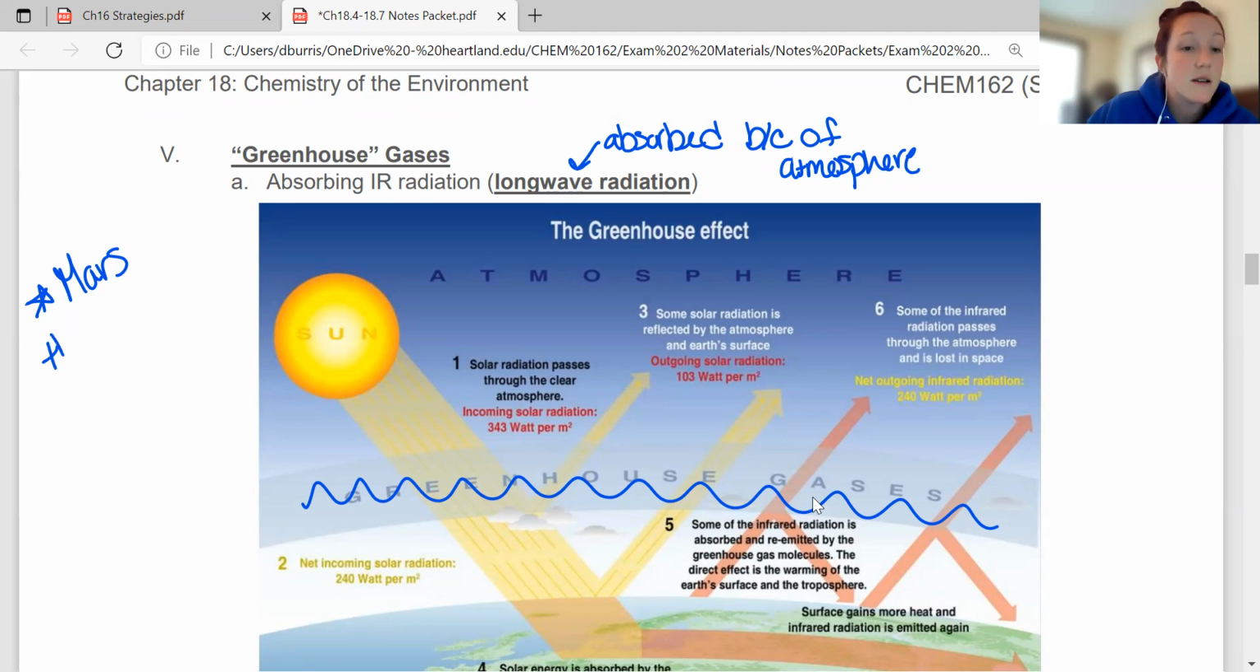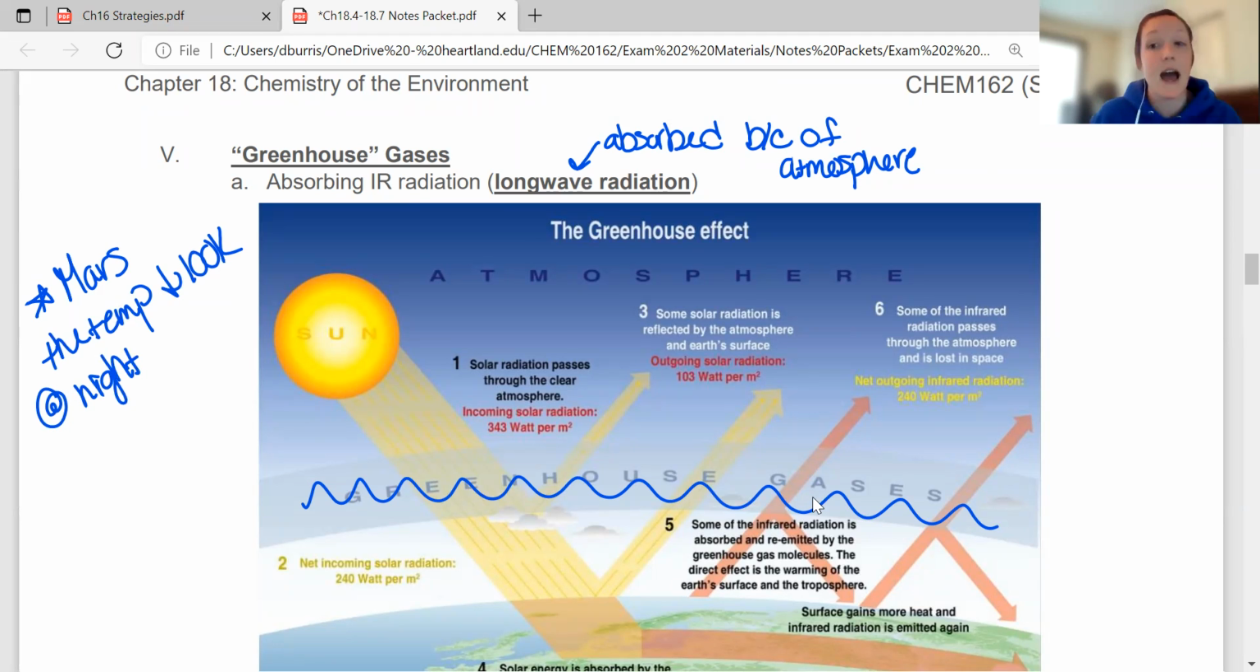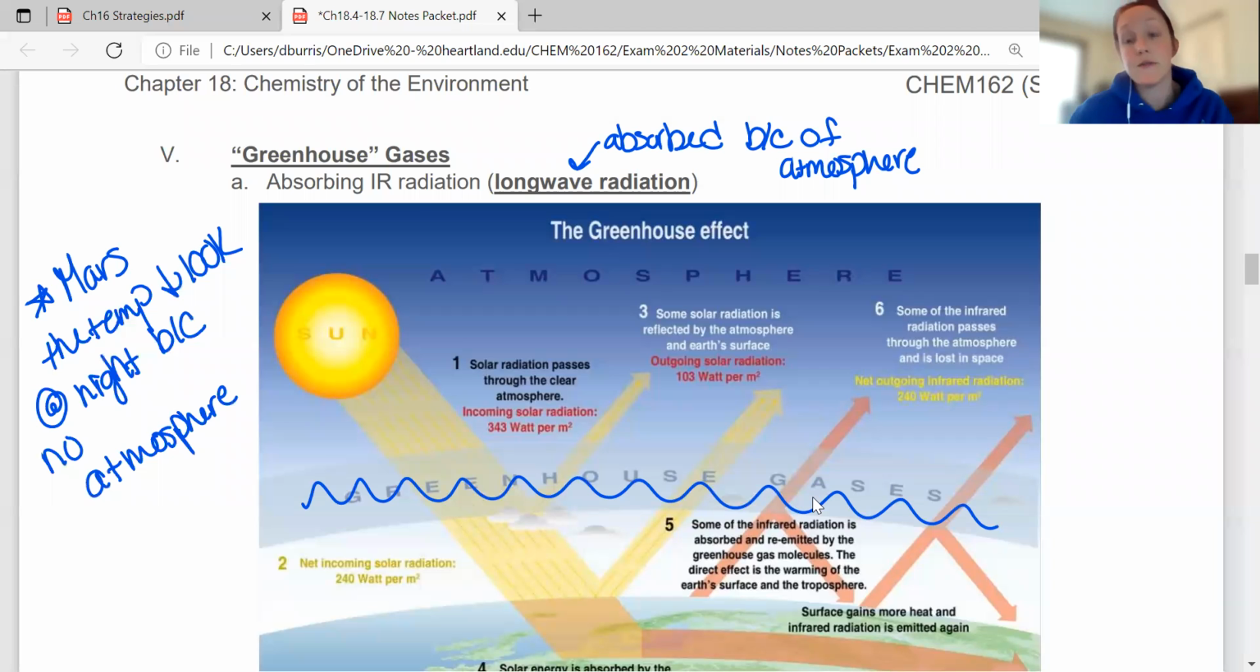So Mars, the temp decreases by about 100 K. That's a lot at night because it doesn't have an atmosphere. It doesn't have molecules to absorb that radiation at night, because no atmosphere. Okay, we need our atmosphere. It's very important to keep us warm. Obviously, if our temperatures dropped 100 degrees every night, we would have a lot of problems.